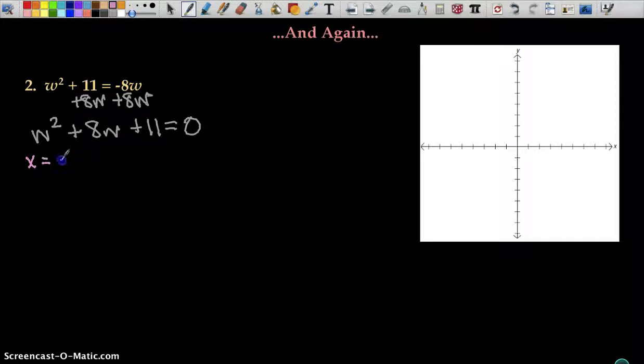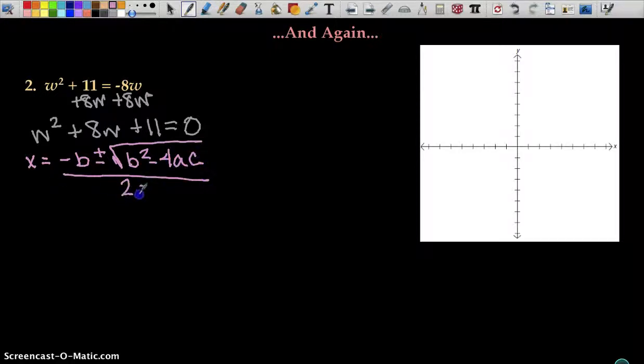All right, so x equals negative b plus or minus the square root of b squared minus 4ac, all over 2a. All right, so remember, this whole thing up here is the numerator. The whole thing goes over 2a, not just the portion under the square root. Now we need to list out our values. What's a, what's b, all that good stuff.